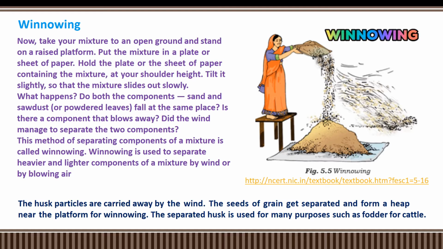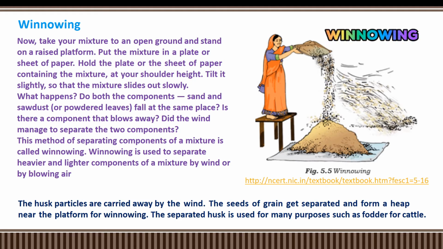Winnowing. Now take your mixture to an open ground and stand on a raised platform. Put the mixture in a plate or sheet of paper. Hold the plate or the sheet of paper containing the mixture at your shoulder height. Tilt it slightly so that the mixture slides out slowly. What happens? Do both the components, sand and sawdust or powdered leaves, fall at the same time, in the same place? Is there a component that blows away? Did the wind manage to separate the two components?